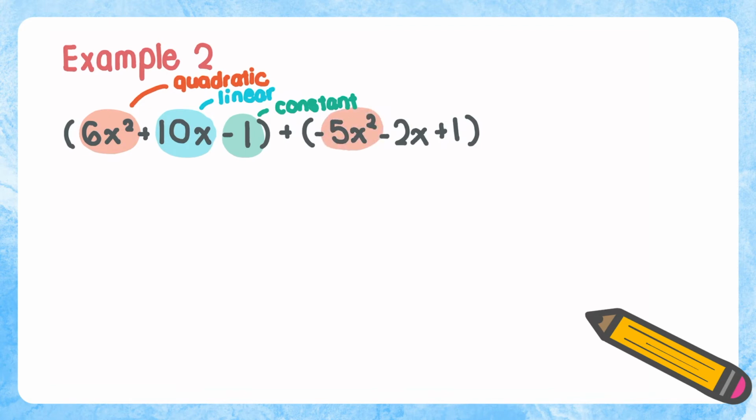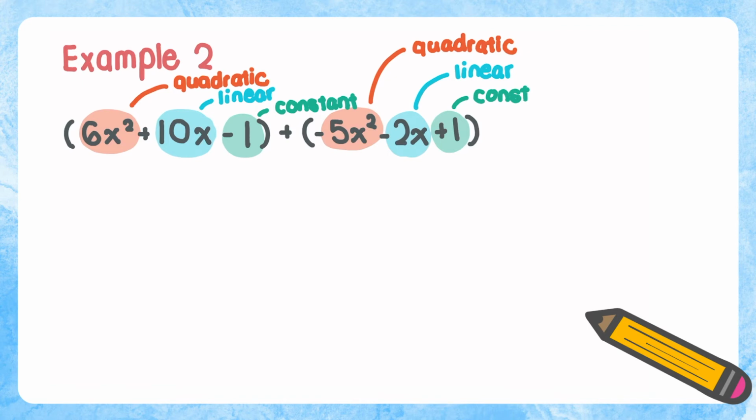And then looking at the second part, we have a negative 5x squared. So what kind of term is this? This would be a quadratic term. And then we have the negative 2x. Since it has a degree of 1, again, this would be a linear term. And finally, this 1 over here is a number by itself, so this would just be a constant. And now let's look at which terms we can combine together.